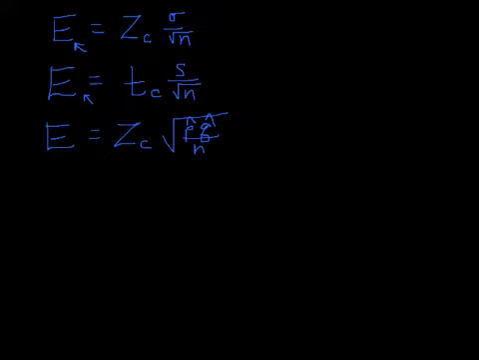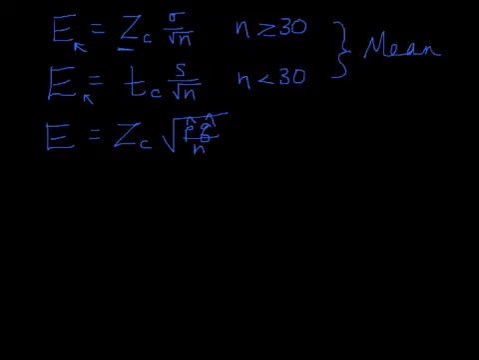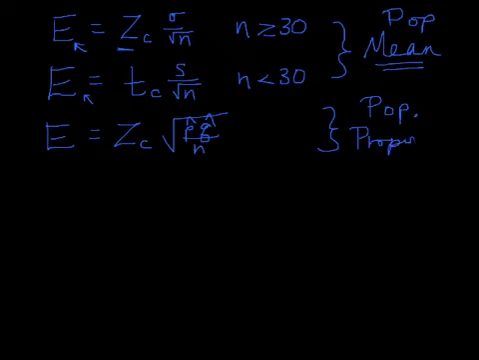So again, if you have 30 or more in your sample size, you're going to use the large sample formula. If you have less than 30, you're going to use the small sample. Keep in mind, these are both when you want the confidence interval for the population mean. I'm going to put pop mean. This is the only formula you need if you're finding the confidence interval for the population proportion. That's what you're doing.